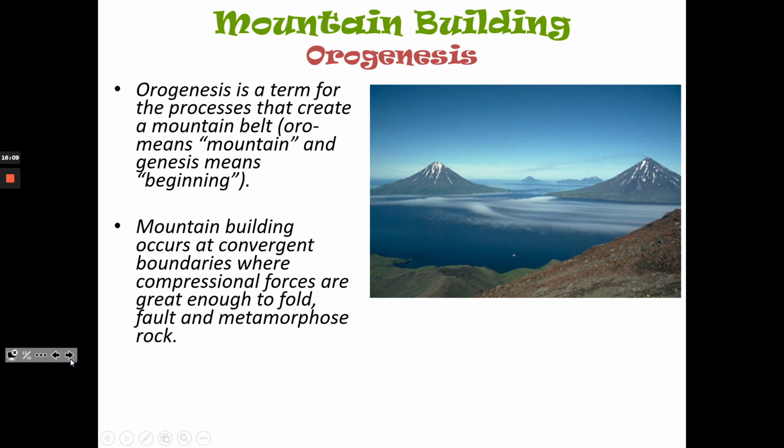So with mountain building, we often hear the term orogenesis, and that's because the prefix oro can mean mountain, and genesis means beginning. So when we're talking about orogenesis, we're talking about the beginning of a mountain or creating a mountain belt. As we've discussed before, this often is going to occur at our convergent boundaries because our rocks are able to fold and fault and even go through metamorphosis with heat and pressure, chemically active fluids, like we learned in our second chapter. And that can cause our rock types to change as well.